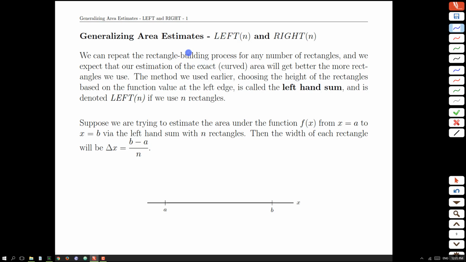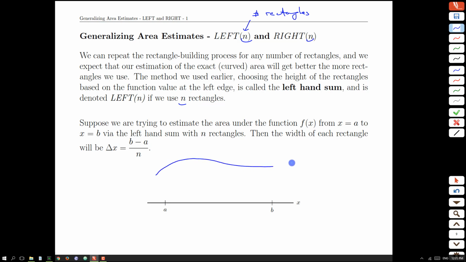In this video, we're going to look at that rectangle building process that we saw for finding area estimates. And we're going to note that if we generalize to an unspecified number of rectangles, that'll be what this n represents, number of rectangles, we can develop a system for generating these estimates. Let's start off with what we call the left-hand sum, which is denoted by this left of n, and again, this n is the number of rectangles.